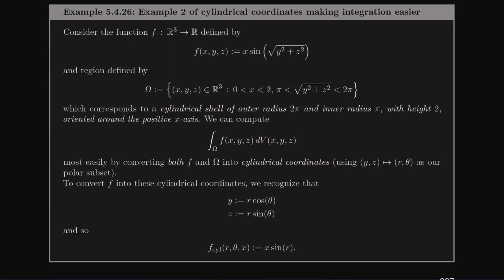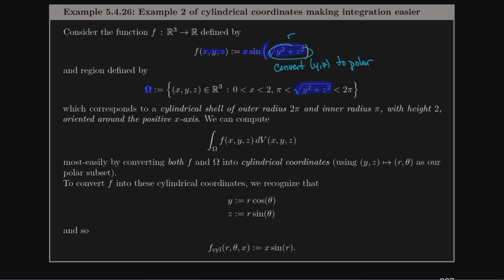Last example of cylindrical coordinates. Let's consider this function. The function of x, y, and z defined by x sine of the square root of y squared plus z squared. And you may be wondering again, what variables should I convert to polar? We're going to convert y comma z to polar because those are the ones that are showing up as the square root of things squared. In polar, that's just going to be the radius. And what do you know? It actually shows up in our domain omega as well.